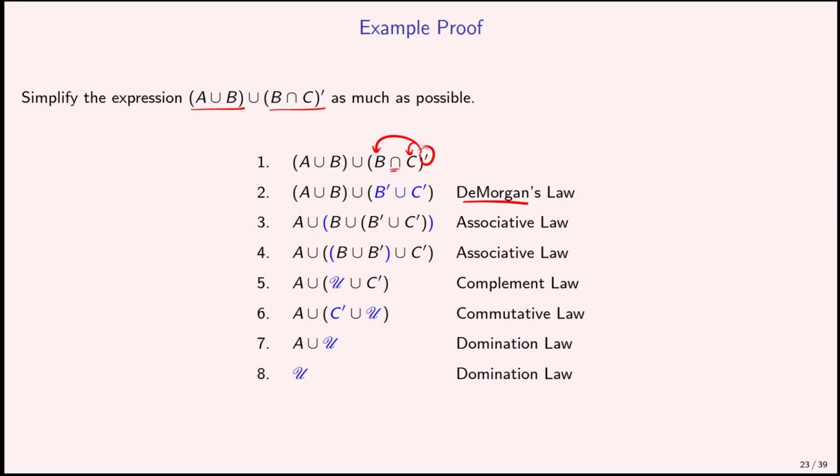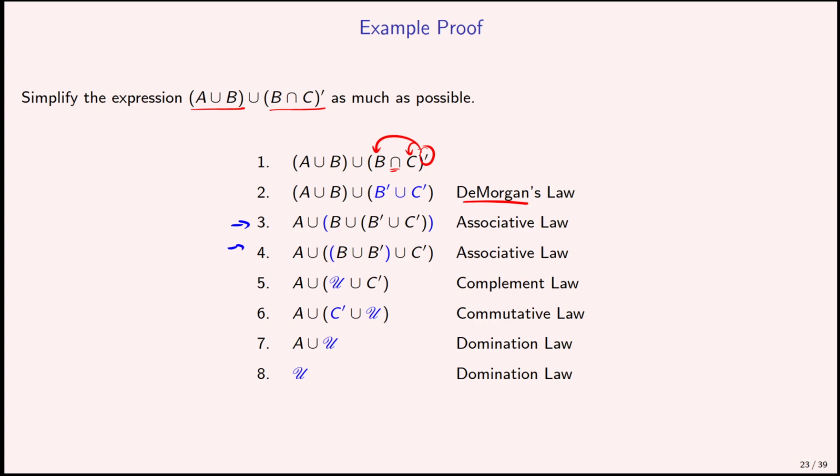So at this point, I see a B, and I see another B complement. So B or B complement would give us the universe if we got that together, which would be perfect. And I also see that all of our operations are the same. So it's or, union, union, union. That means that I can move the brackets around as much as I want. So my strategy in lines 3 and 4 is to get the brackets together.